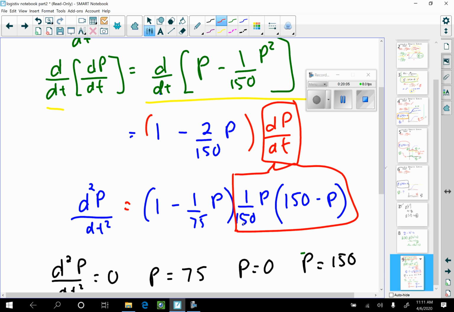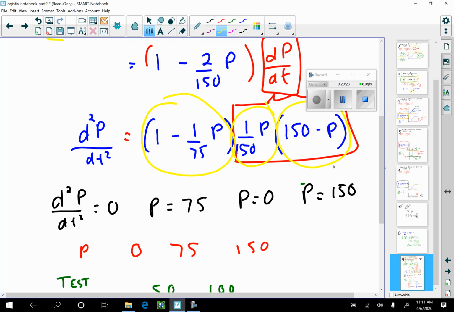okay? And now if I want to analyze the second derivative, I want to know where that second derivative is 0. So I have three factors of the second derivative. I have this factor, I have this factor, and I have this factor. And that's interesting. When is that second derivative 0? Well, this factor is 0 when p is 150, easy enough. This factor is 0 when p is 0. This factor is 0 when p is 75. Oh, half of the maximum population.